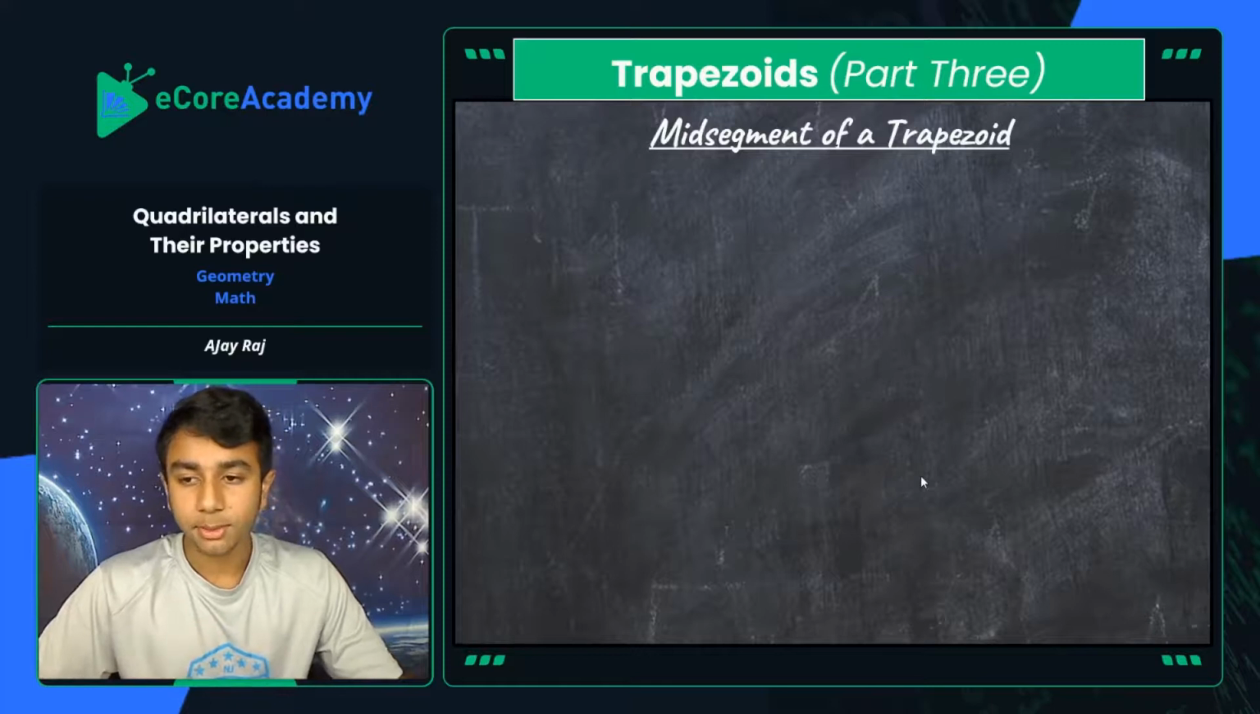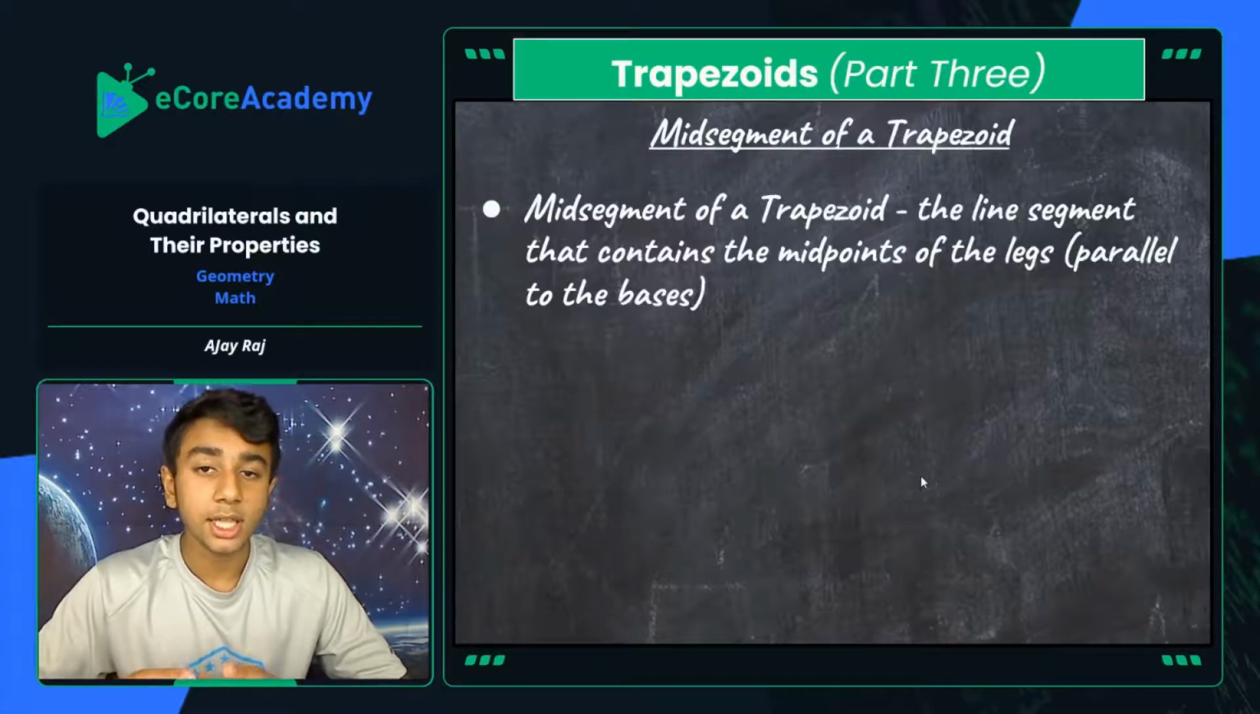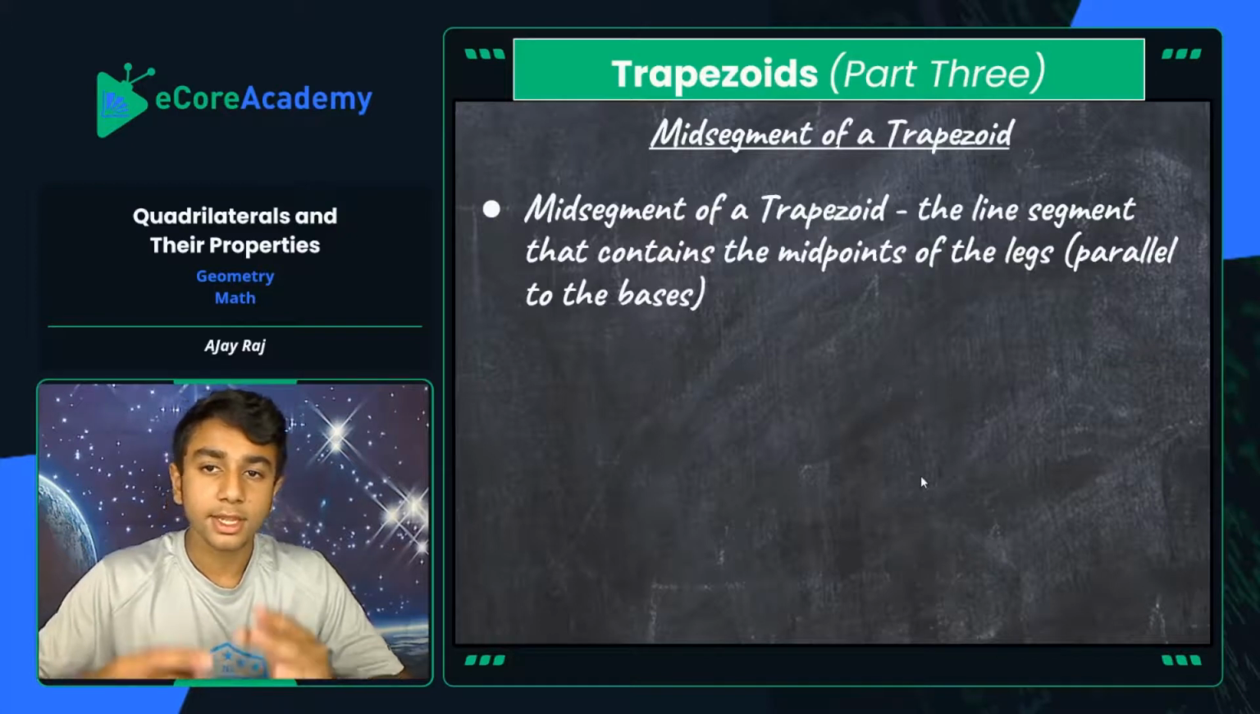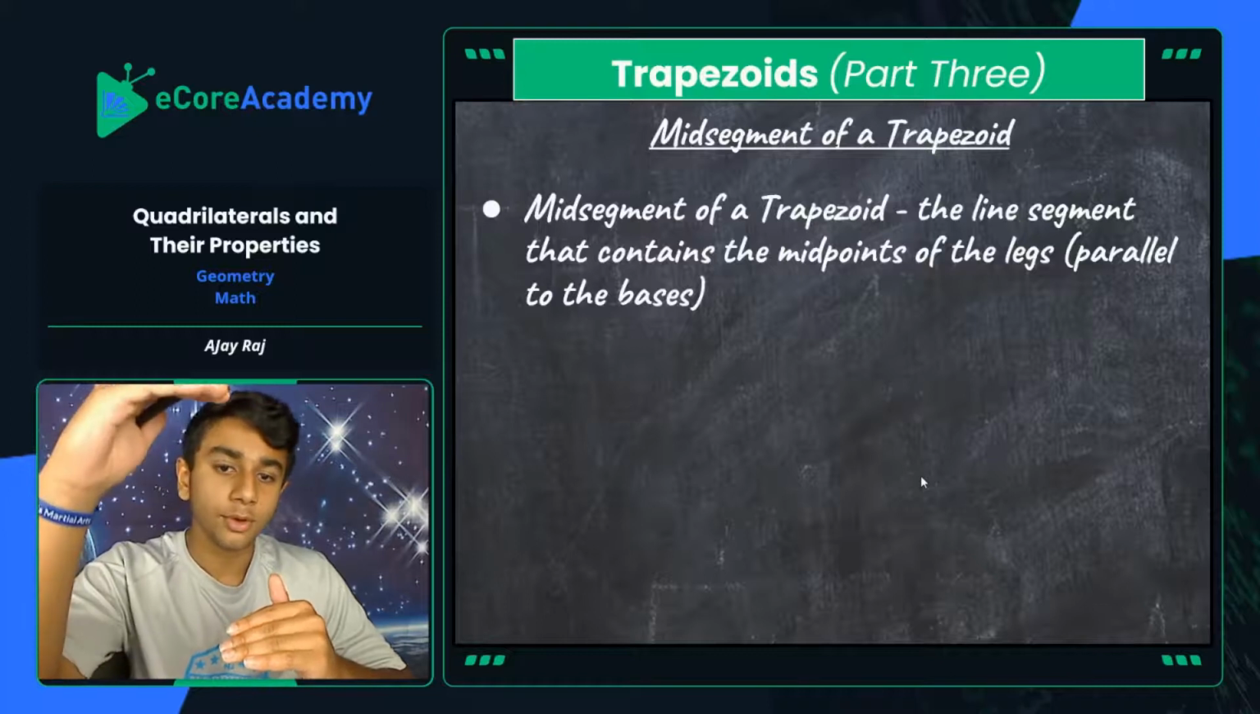So let's look at the midsegment of a trapezoid. The midsegment of a trapezoid is a line segment that contains the midpoints of the legs, parallel to the bases. If you know what a midsegment is, it's basically a line in the center of a figure that is halfway, midway between both the top vertex and the bottom.